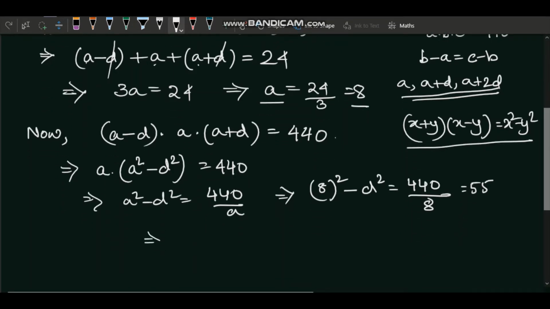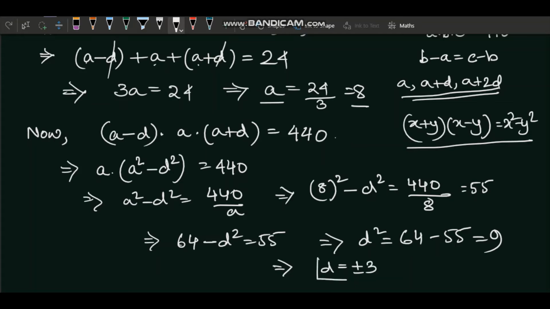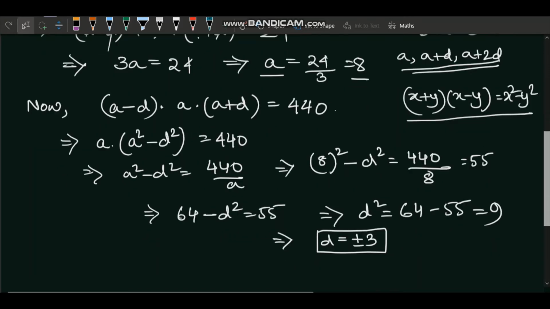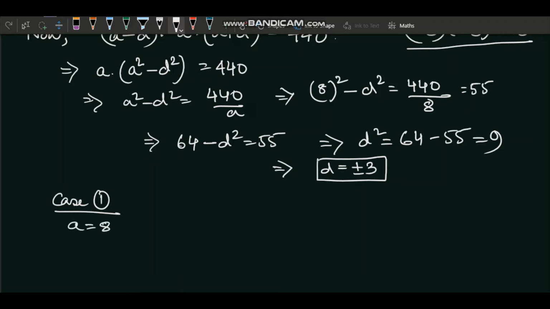So we have 64 minus d square equals 55. This gives us d square equals 64 minus 55, which is 9. So obviously d can be plus 3, d can be minus 3 also. So there will be two cases. Firstly, with a equal to 8 and d equal to 3. So a is 8 and d is 3.